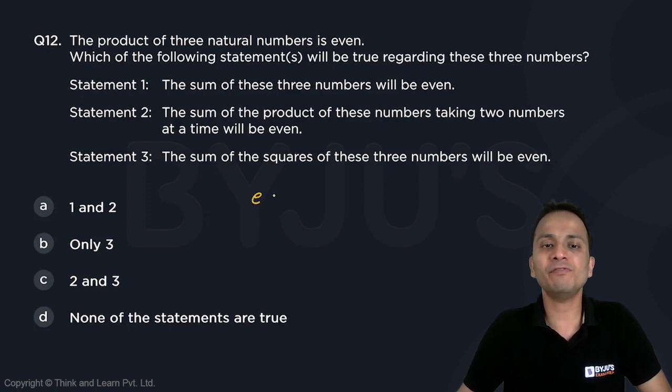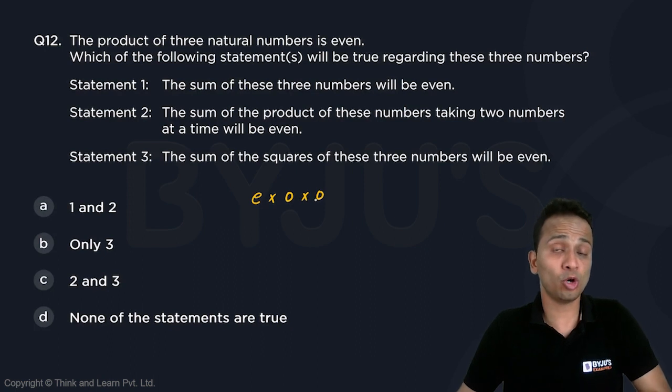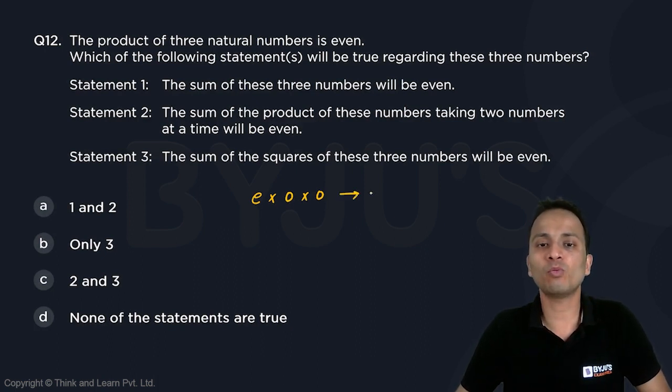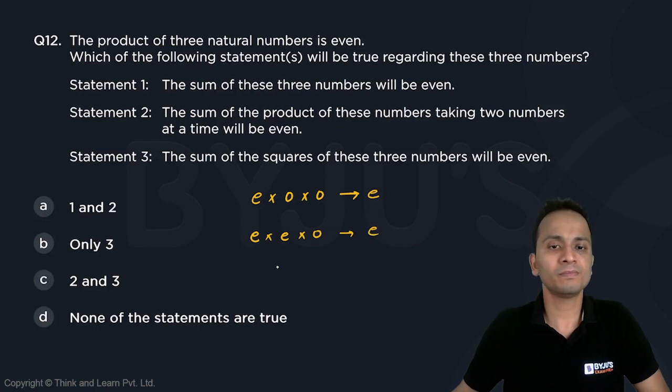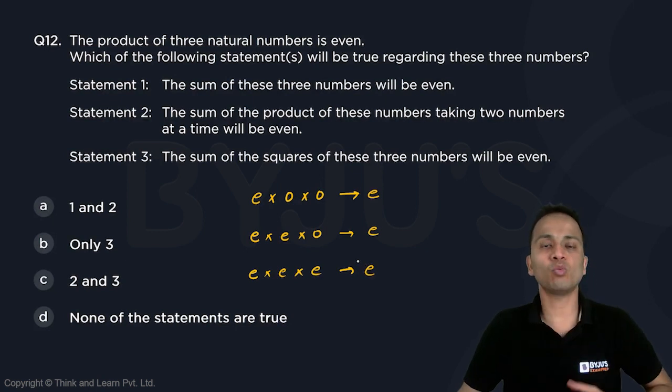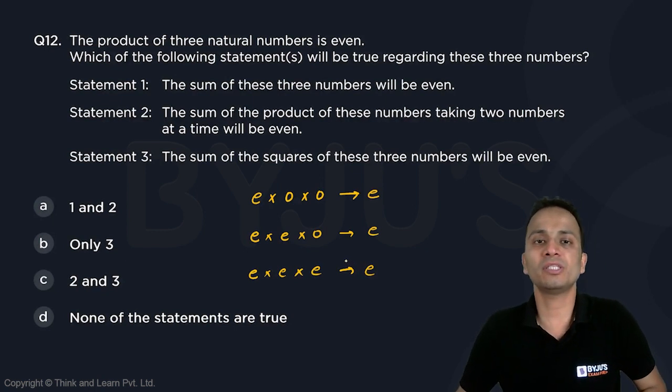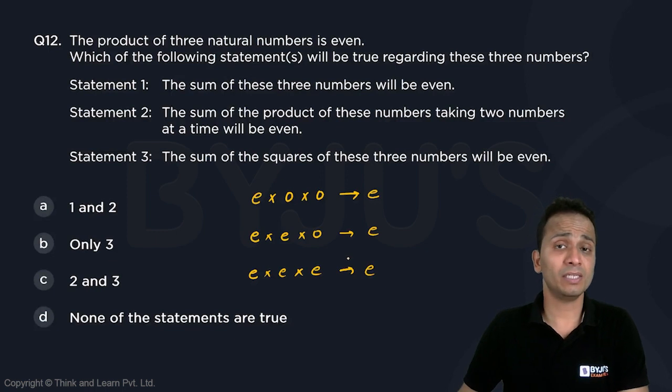So it can be even multiplied by odd multiplied by odd. So this is O, not 0. So even into odd, the product will be even. Even into odd will also be even. Even into even will also be even. So basically, if at least one of the three natural numbers is even, then I can say that the entire product will be even. So there can be three different possibilities.